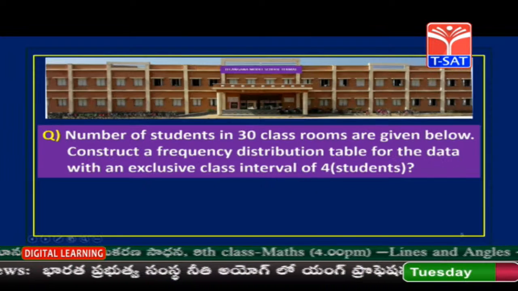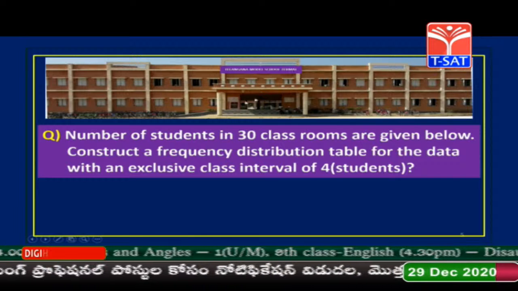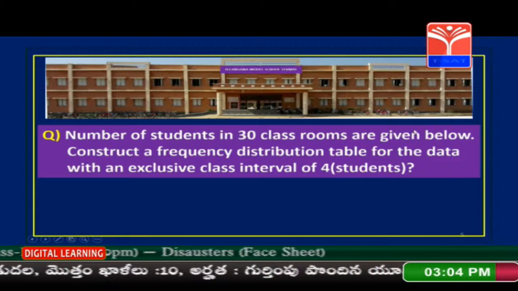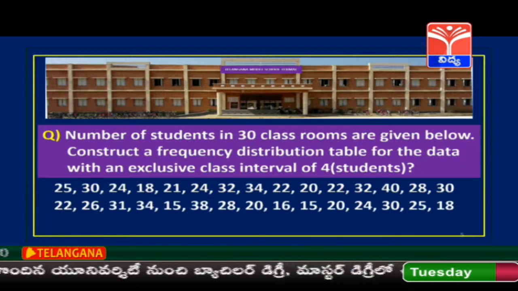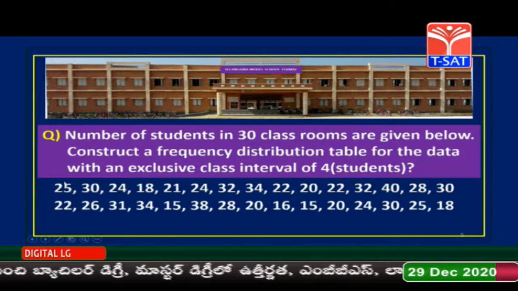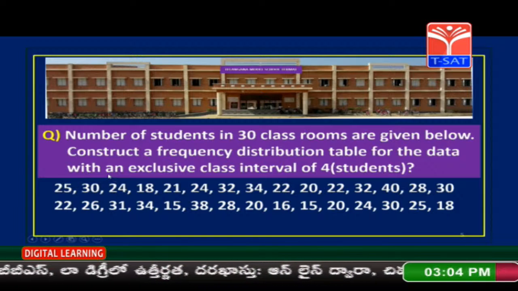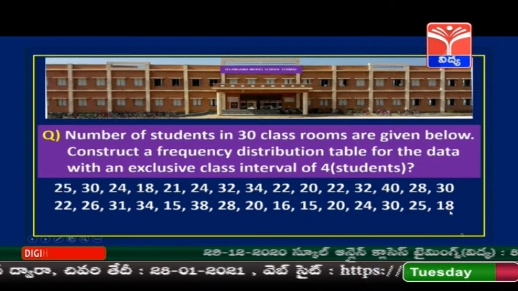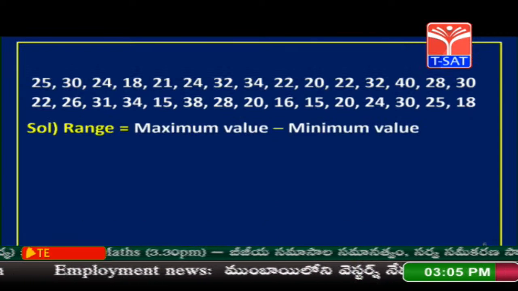Okay children, now observe the screen. It is a school building. Here there is an examination on a day and 30 classrooms were filled with students. So, number of students in 30 classrooms are given below and you have to construct a frequency distribution table. See children, 25 students are there in room 1, 30 students are there in room 2, 24 students are there in room 3. Like this, number of students in each room is given up to 30th room. Now, what we have to do? We have to prepare frequency distribution table.